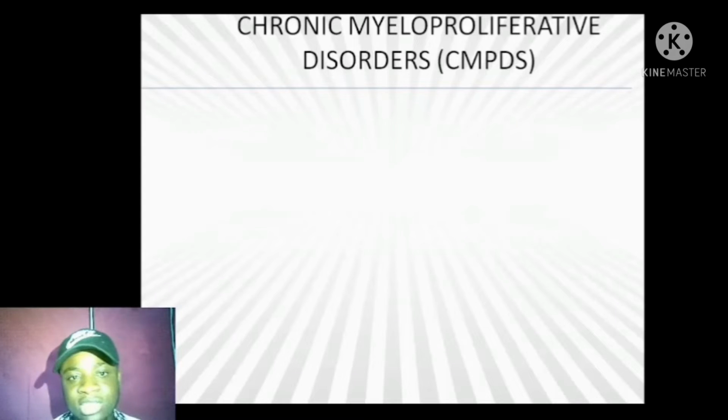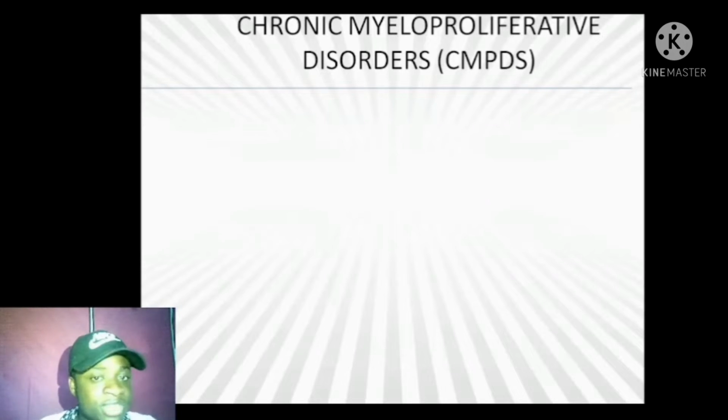I stated initially that chronic leukemia has been subdivided into chronic myeloproliferative disorders and chronic lymphoproliferative disorders. I want us to look at the chronic myeloproliferative disorders first. These are leukemias that affect the myeloid lineage, so they can affect the red blood cells, the white blood cells, and the platelets, because they are affecting the myeloid lineage. Chronic myeloproliferative disorders, very important.